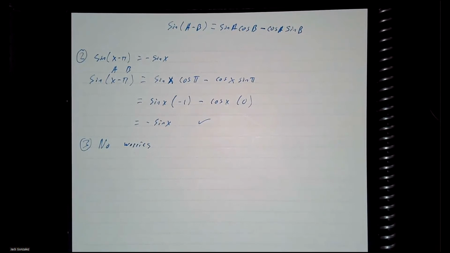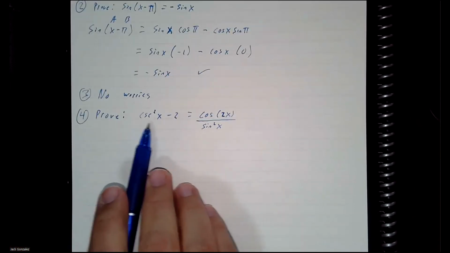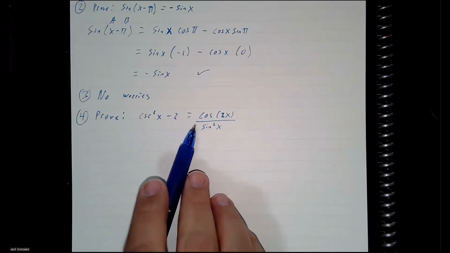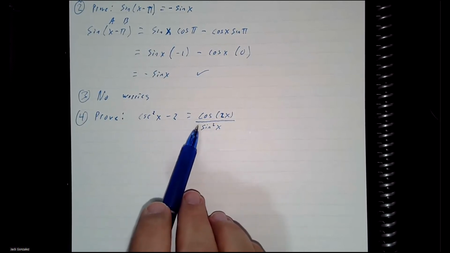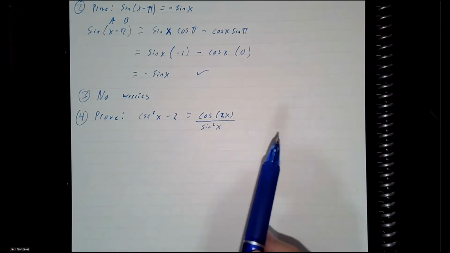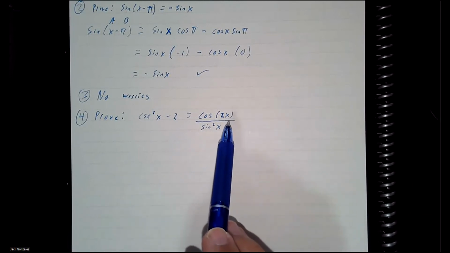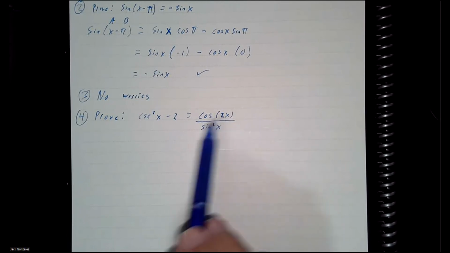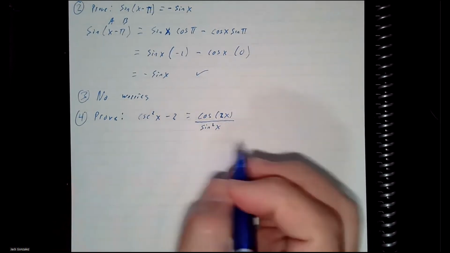Okay, let's look at number 4. Cosecant squared x minus 2 is equal to cosine 2x over sine squared x. So let's see, which side should we choose? It looks like the double angle would be the one to go with. Because, well, I think it's going to be about the same. It doesn't matter. I'm going to start with the right-hand side.